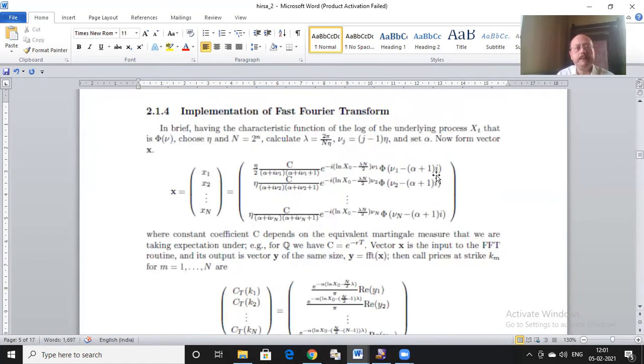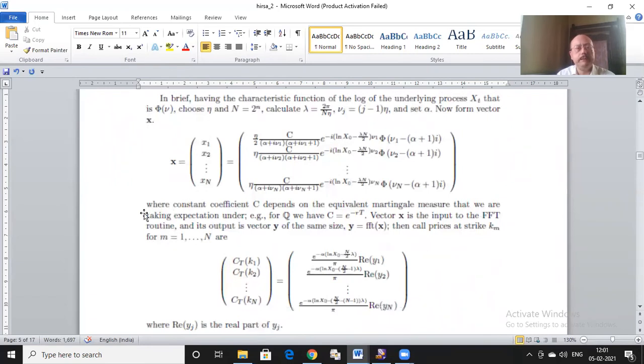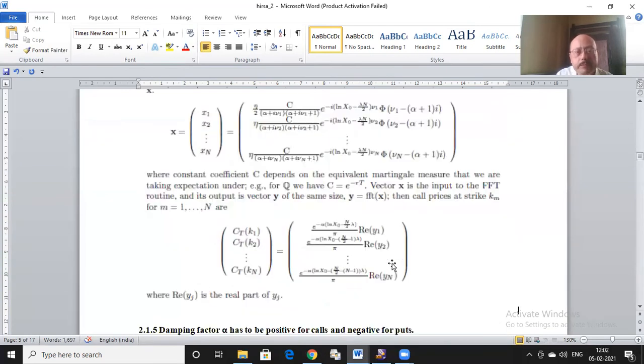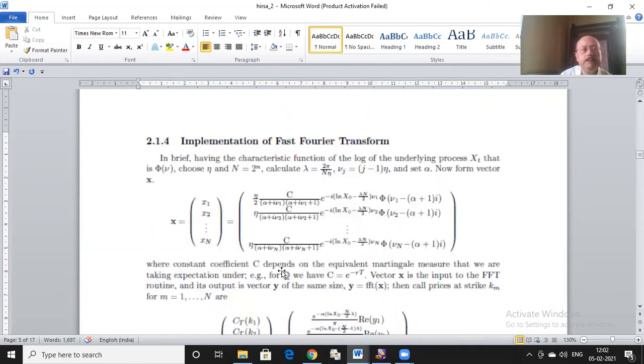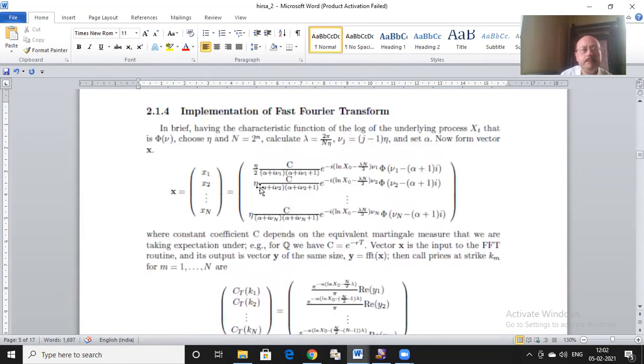So x is our input, y is the output called FFT x, which is the raw prices. But I know it's complex, so we take the real part and we discount it by this inverse Fourier function. So that is the algorithm for the first Fourier transform implementation.